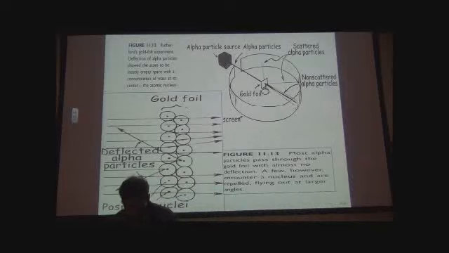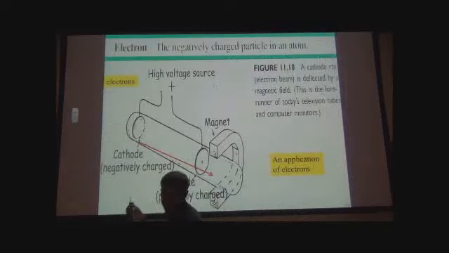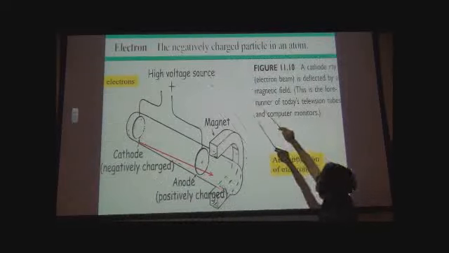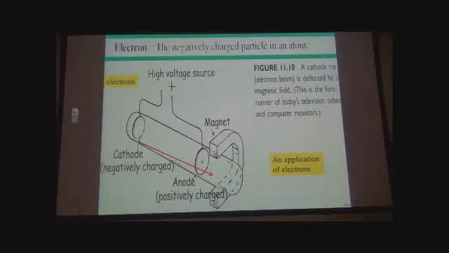So this whole technique is called Rutherford backscattering. Okay, so an electron, the mouse, is the negatively charged particle in the atom. And so here's an application. That's weird.